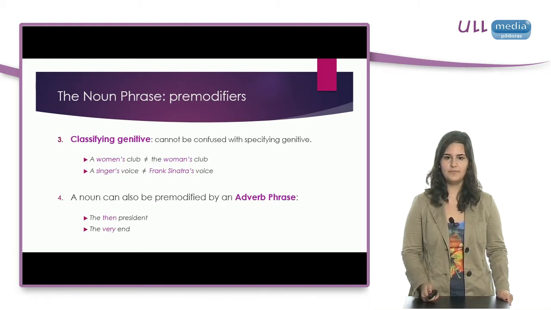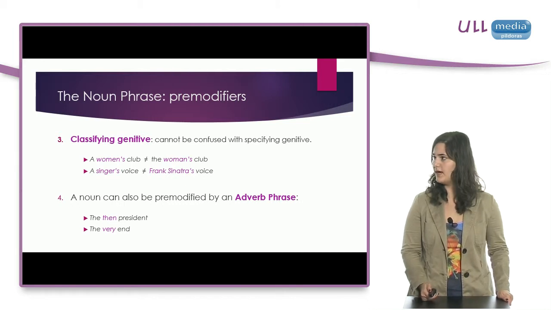The noun phrase head can also be pre-modified by a classifying genitive. This genitive cannot be confused with the specifying genitive. While the specifying genitive denotes possession, the classifying genitive relates the noun to a type or class. For example, a women's club is not the same as the woman's club, or a singer's voice is not the same as Frank Sinatra's voice.